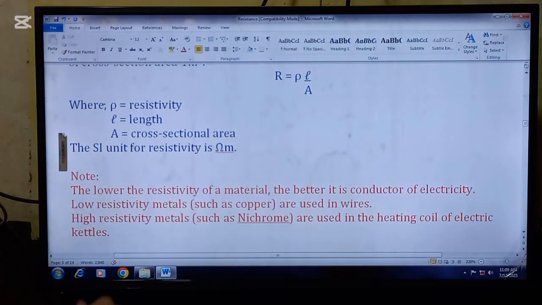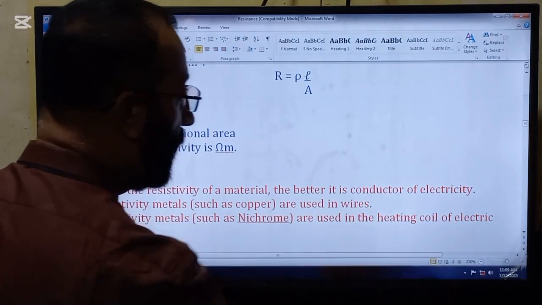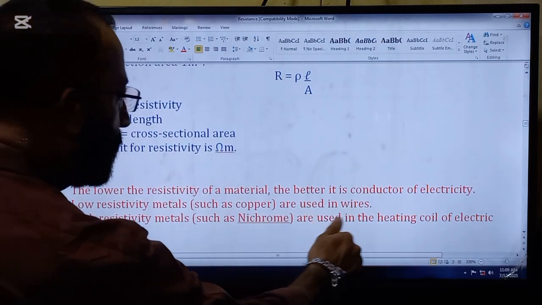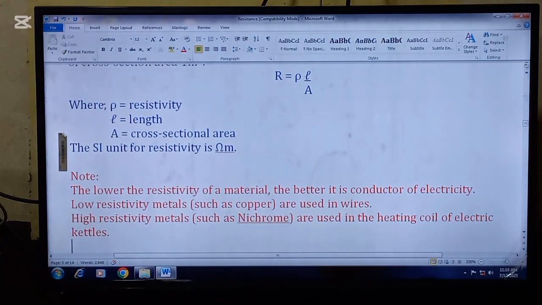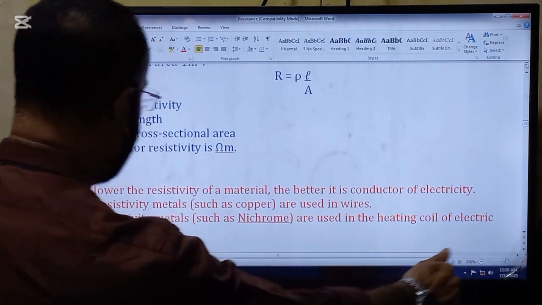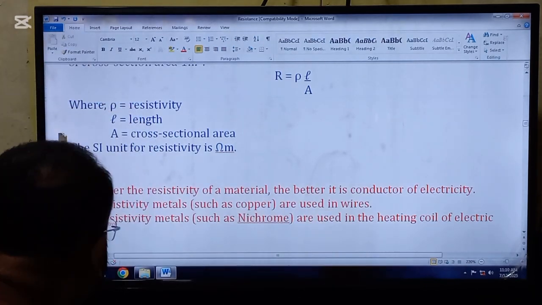Note, the lower the resistivity of a material, the better conductor of electricity it is. Low resistivity metals such as copper are used in wires, whereas high resistivity metals such as nichrome are used in heating coils of electric kettles or electric heaters.